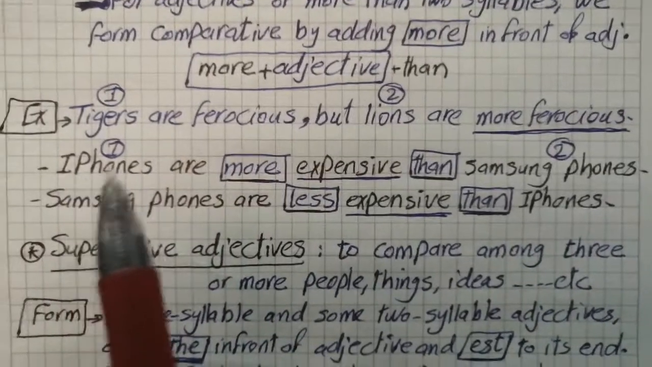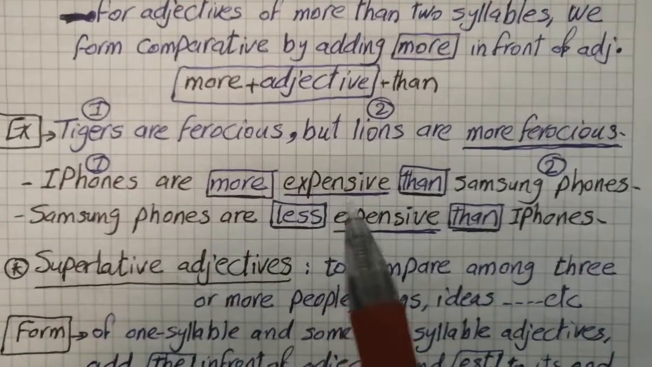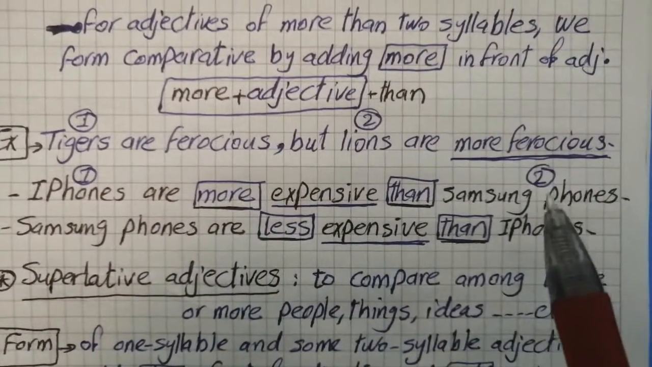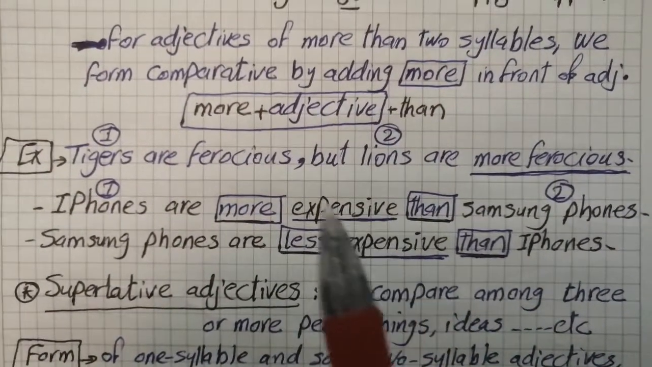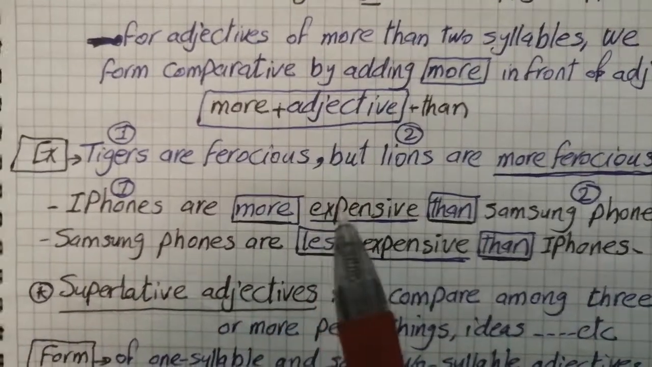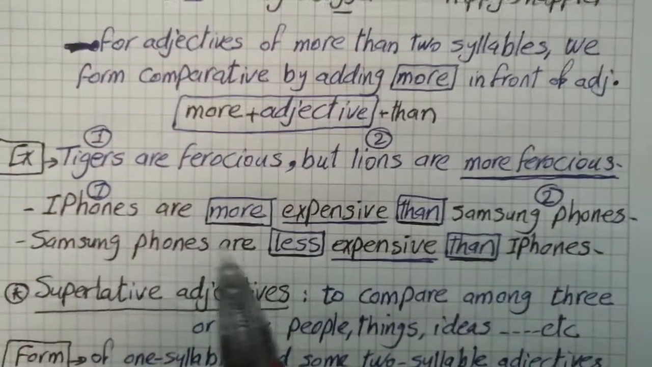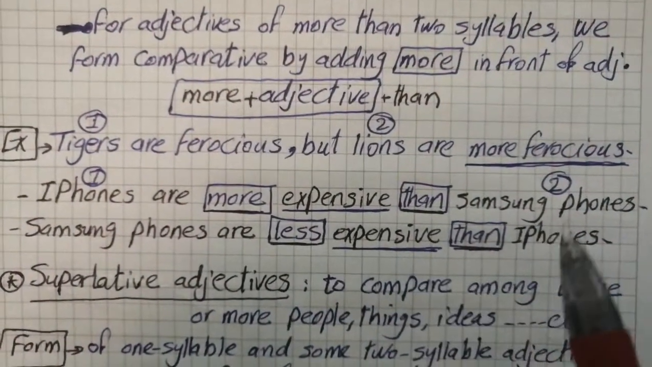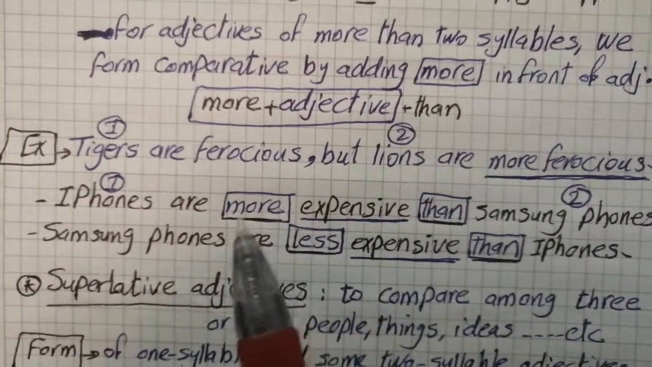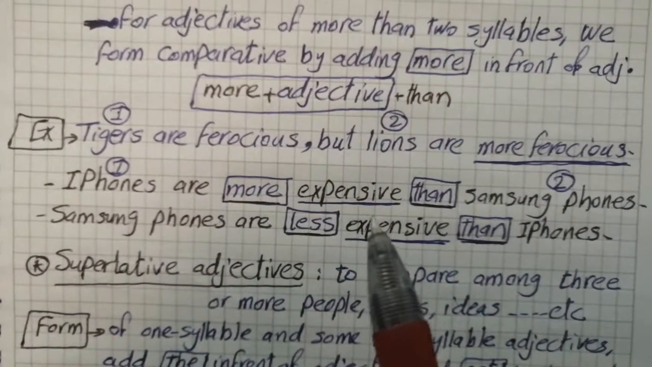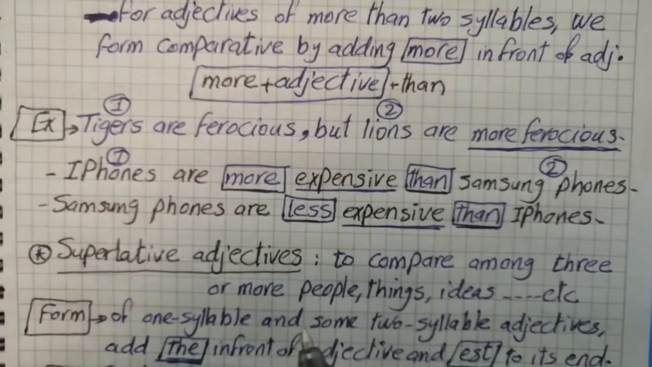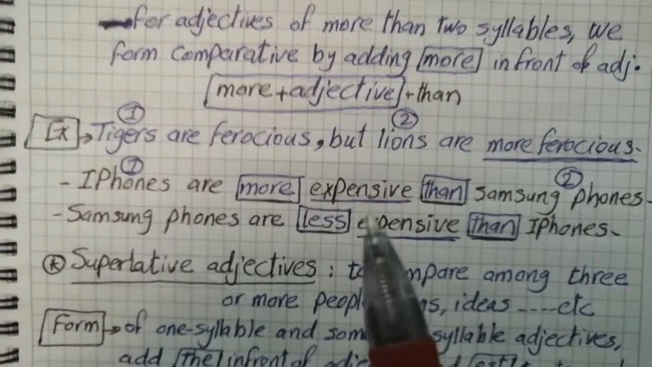Another example: iPhones are more expensive than Samsung phones. Expensive is a long adjective, so we put more before expensive. Or Samsung phones are less expensive than iPhones. So we can put more or less before the long adjective, which has more than two syllables. This is for the comparative, to compare between two.